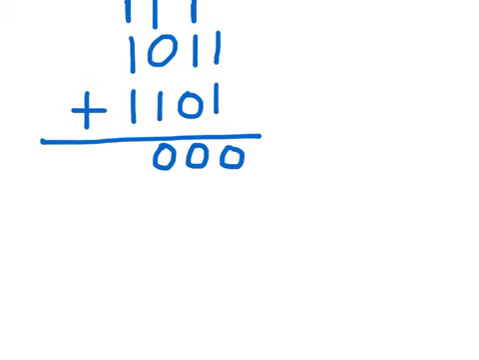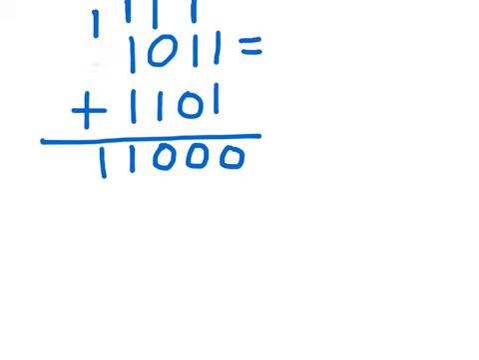Okay, so now what do we do when we have three 1s? When you have three 1s, you're still going to carry over a 1, but instead of dropping down a 0, you're going to drop down a 1. And then finally drop down the last one, and you have your answer.